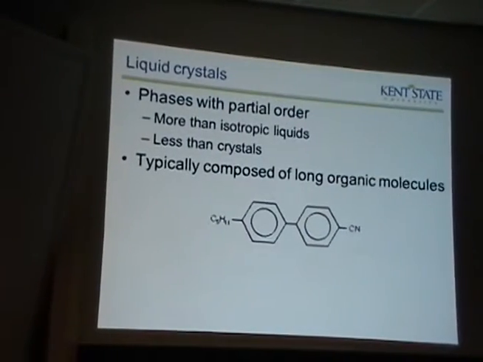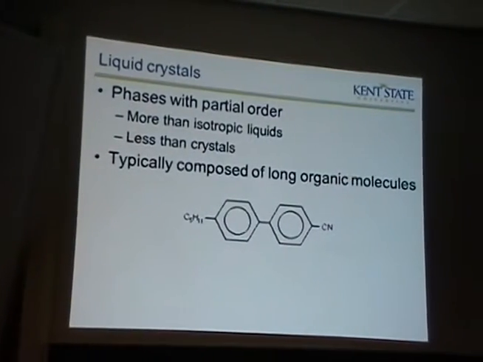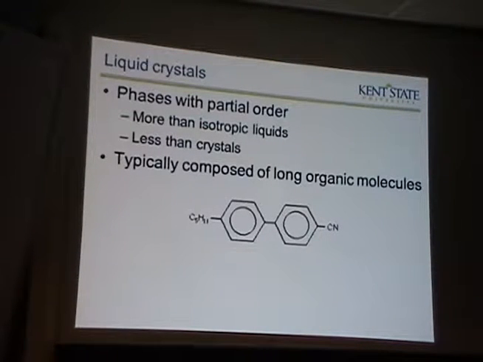The idea here, what we mean by liquid crystals, is phases with a partial order. That is to say, more order than isotropic liquids, but less order than full three-dimensional crystals. Right? So some kind of intermediate phase. So these things are typically composed of long organic molecules. Right? So the word liquid crystal doesn't refer to the material, it refers to the phase of the material. Right? But the material, a typical material of which they are composed, is this kind of long organic molecule.